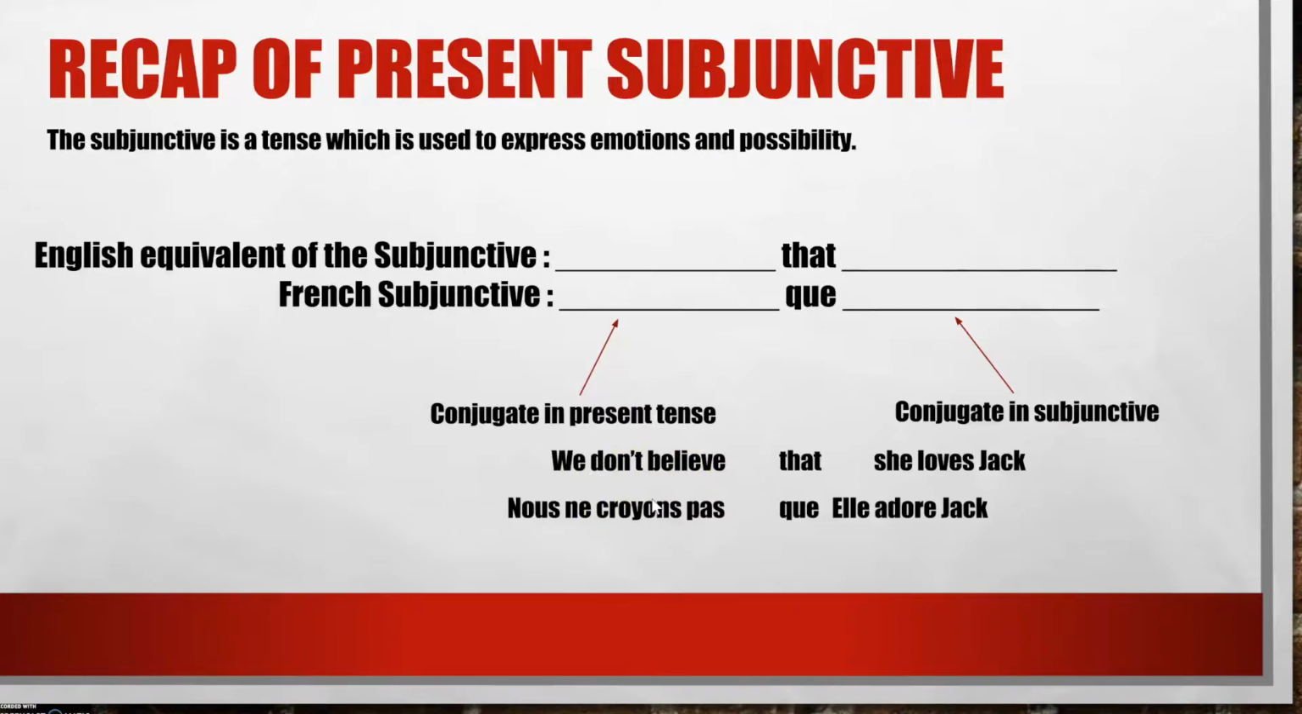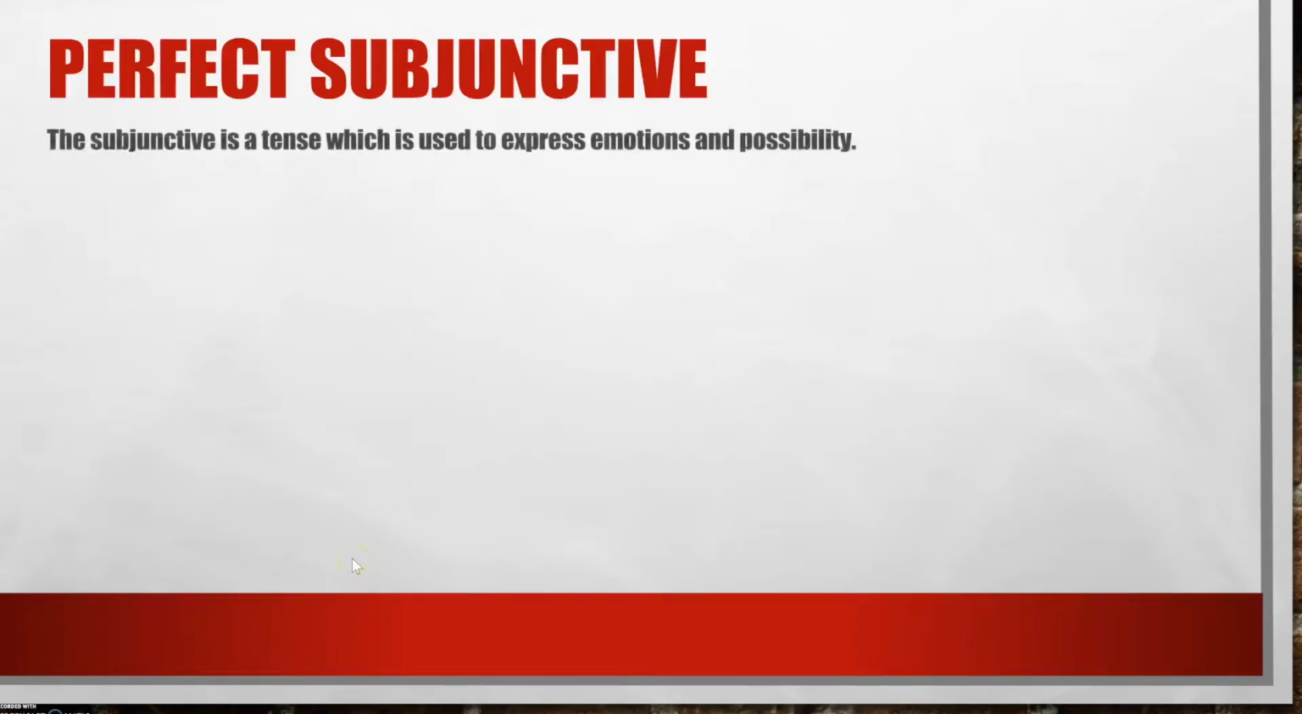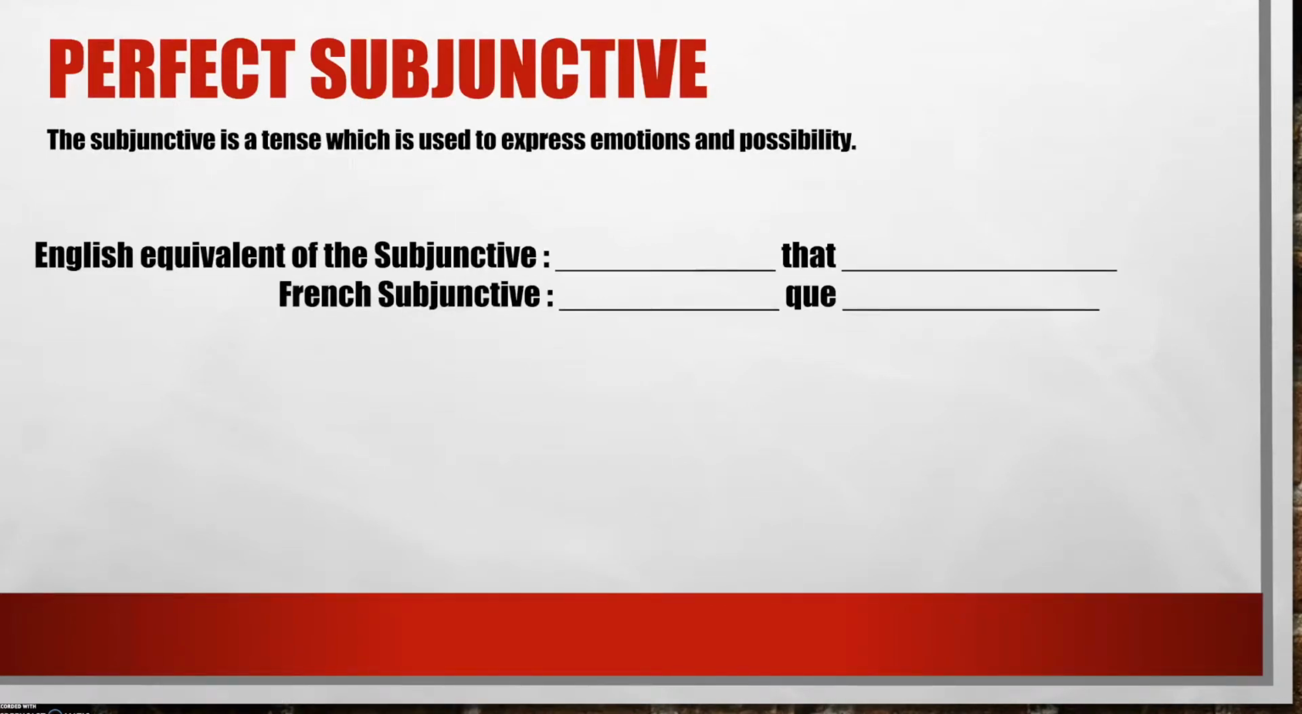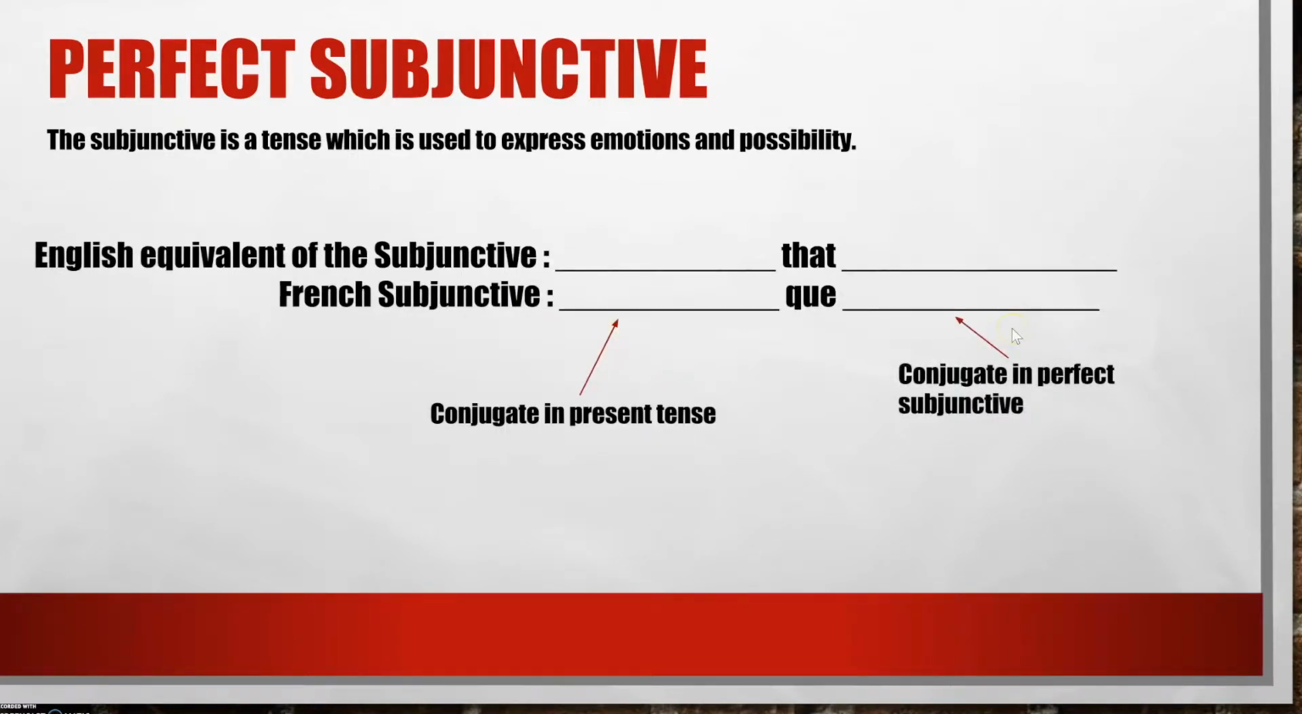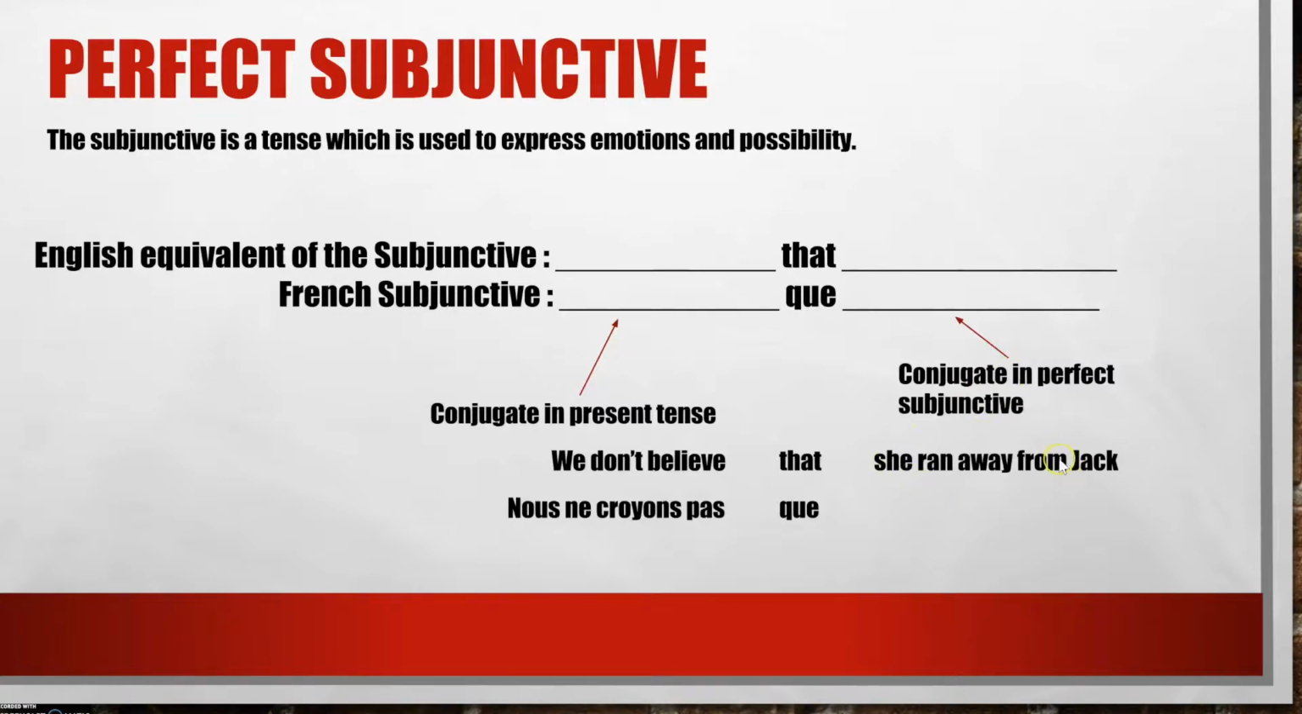Using the past subjunctive is actually quite similar because we're still talking about emotions and possibility, still same layout. The phrase before the que is still in the present tense, however the phrase after the que is in the perfect subjunctive. That is because the phrase after the que has already happened. It's an event that has occurred in the past. So that is the only difference between using the present subjunctive and the past subjunctive.